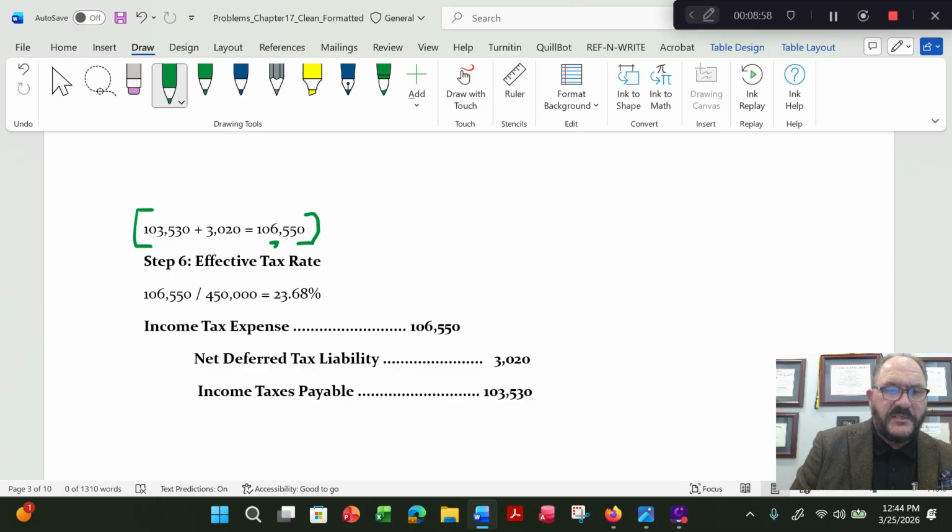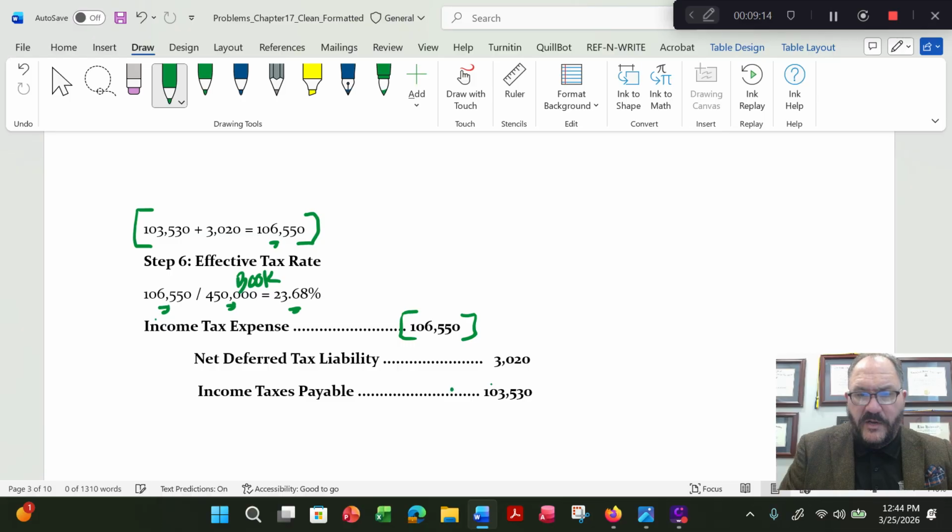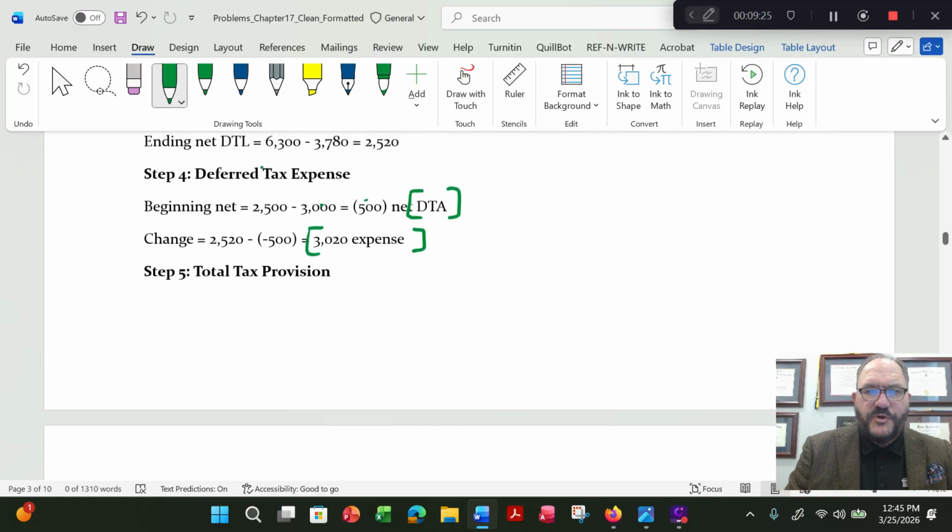Our tax rate is the 106,550 divided by 450. This is book. Okay, so there's our effective tax rate. Our income tax expense is going to be 106,550. How are we going to take care of that? We're going to pay the IRS $103,000. And then the other part is going to be this deferred tax liability of $3,020. Okay? All right, so make sure you can do that.